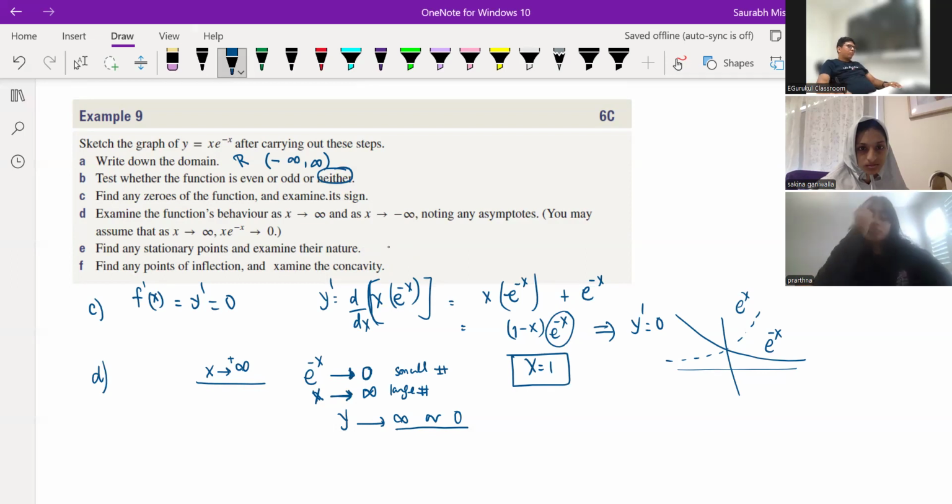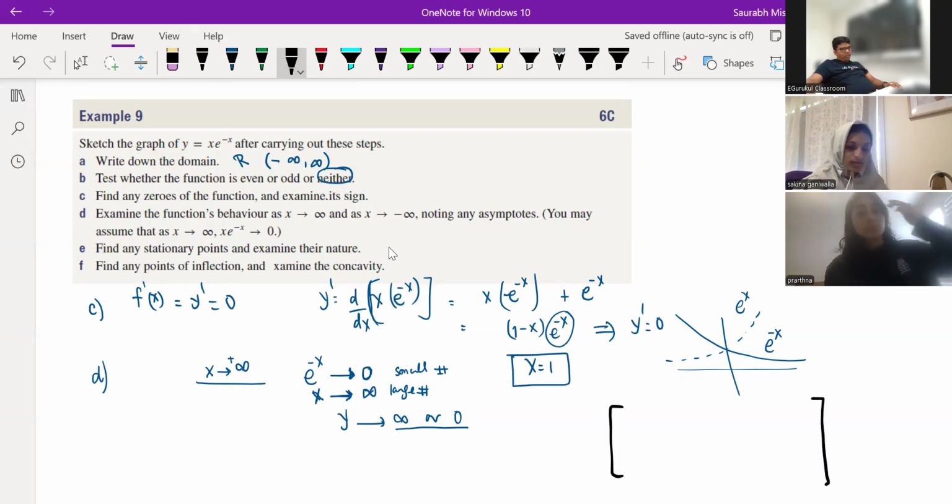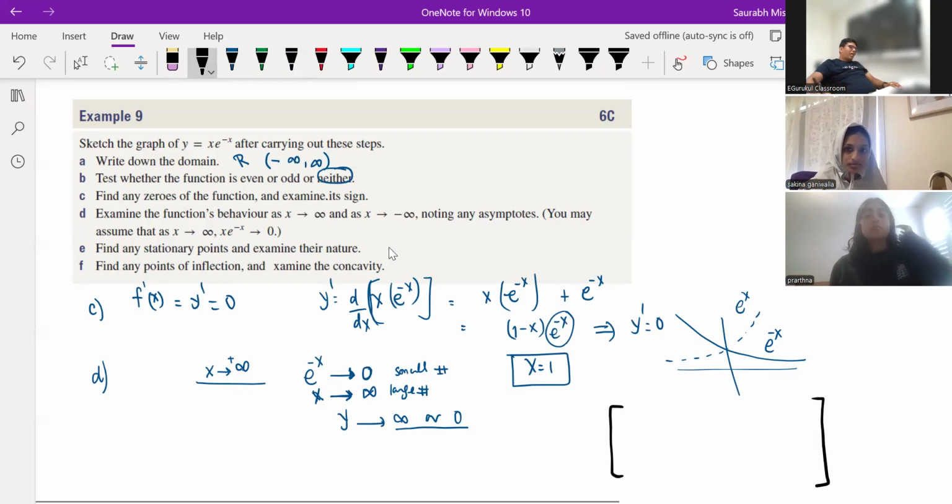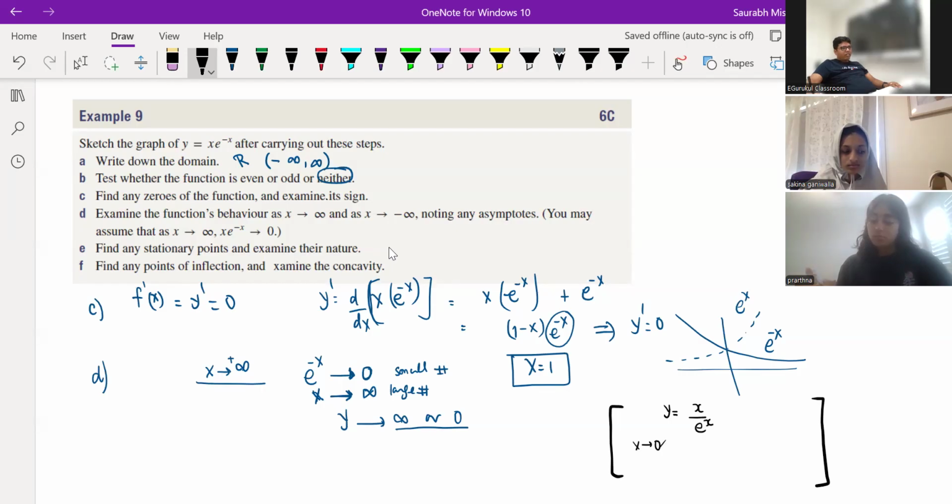So let's look at some concept which may not be good for Australia, but it might help you. I can write y is equal to x divided by e to the power x, right? This is a function. And when x is tending to infinity, that is infinity by infinity form. So y has infinity by infinity form.